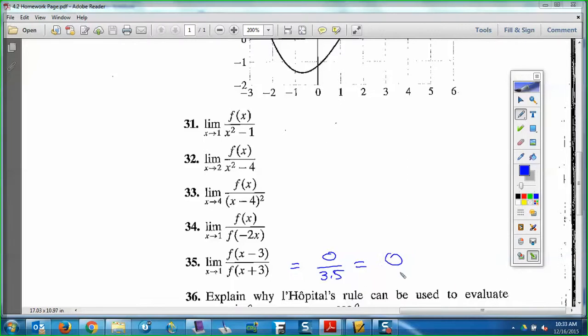Just do it again. Oh, 0. Okay. Right? 0 on top is fine. Yeah, 0 divided by 3.5 is 0.